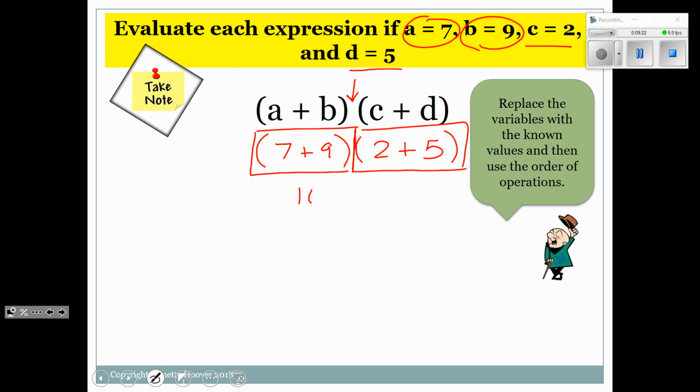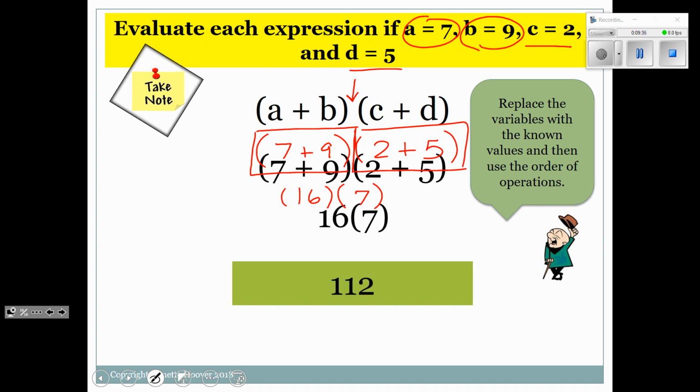7 plus 9 is 16. And then the second set of parentheses is 7. So we have 16 times, there's no operational sign there, so it's an understood multiplication, 16 times 7, which is 112.